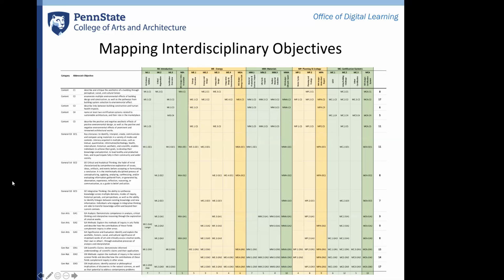So I want to move into figuring out these interdisciplinary objectives. And I know this image looks really overwhelming. I'm going to give a general overview of what you're looking at here. And then I have a zoomed in version that will hopefully be a little bit easier to take in.